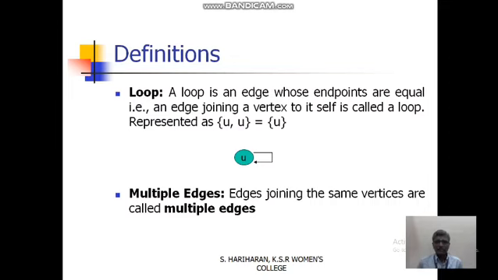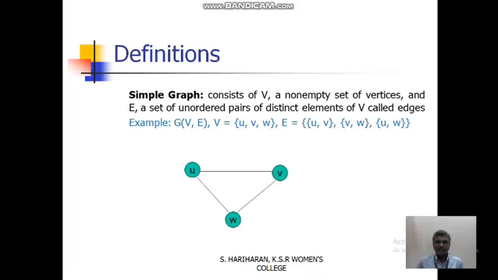Loop. A loop is an edge whose endpoints are equal. That is, an edge joining a vertex to itself is called a loop, represented as (u, u) equal to u. And multiple edges, it means edges joining the same vertices are called multiple edges. A simple graph consists of V, a non-empty set of vertices, and E, a set of unordered pairs of distinct elements of V called edges, and it is called a simple graph. It means there is no loop. That type of graph is called a simple graph.